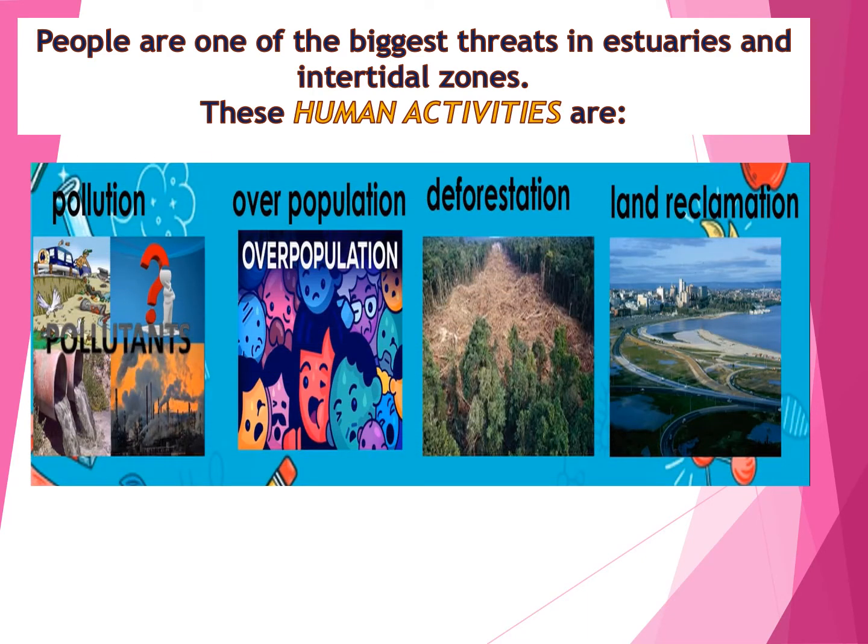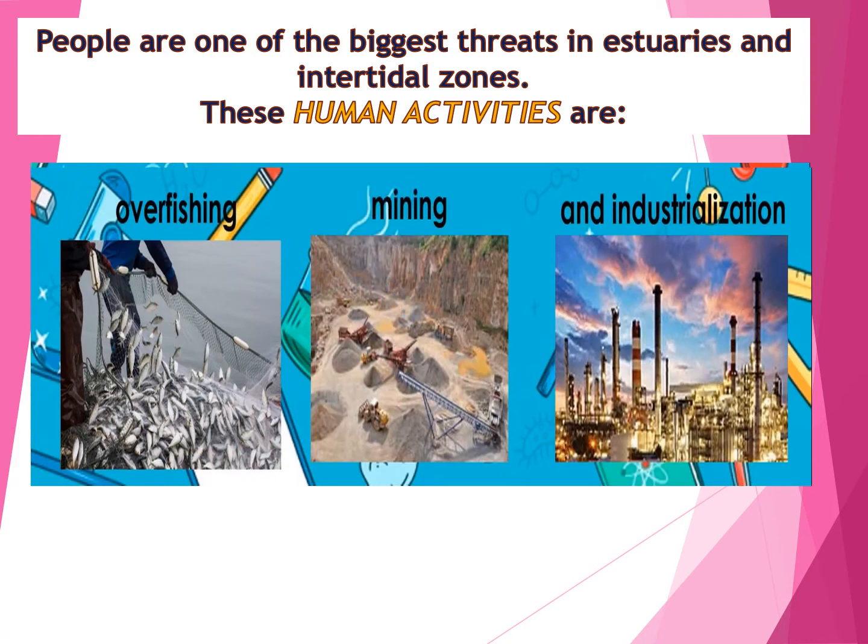People are one of the biggest threats in estuaries and intertidal zones. These human activities are pollution, overpopulation, deforestation, land reclamation, overfishing, mining, and industrialization. So these are the activities that destroy the intertidal zones and estuaries.